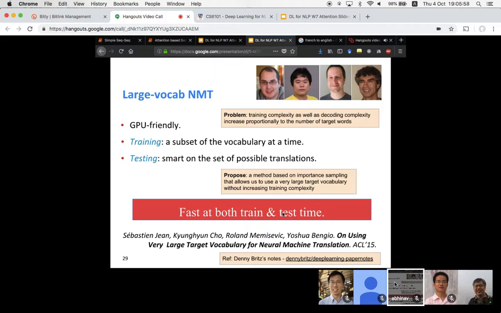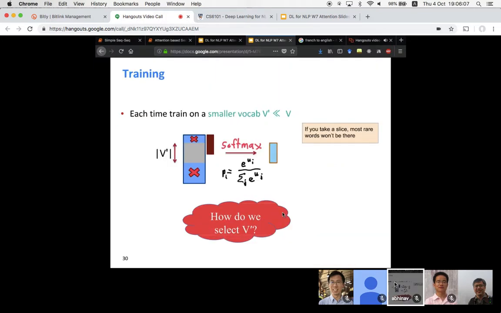I will talk about that later. It will be fast both at training and test time. During training, you just use a small batch of the vocabulary. When you look at a document, a lot of the words are rare words that don't happen often, maybe just once or twice, but they make the whole vocabulary size very large. So when you partition a small paragraph, most likely you won't see a rare word.